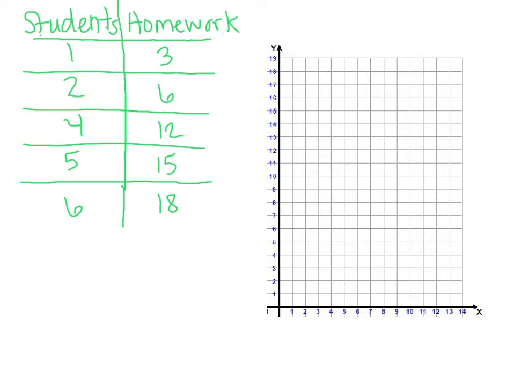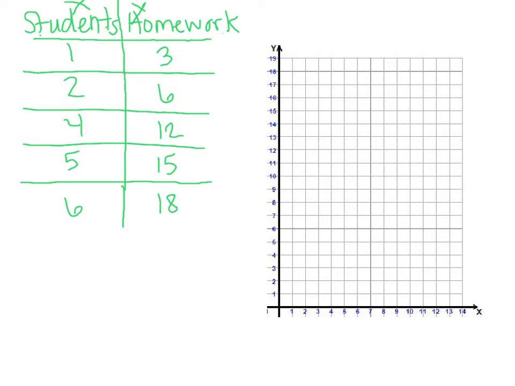My students are always, the first column is always the X column. So I'm just going to label that here, X. Students are X. There's my X, and homework is Y. It's a little sloppy, but you get the idea. Students are my X values, homework is the Y.